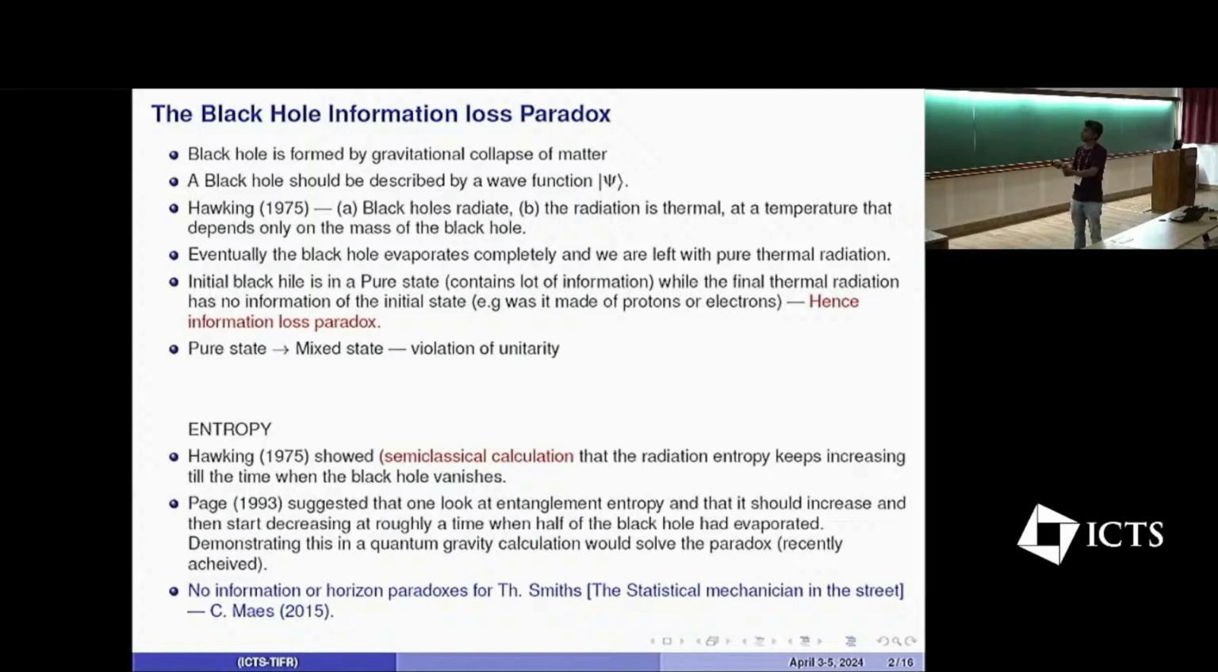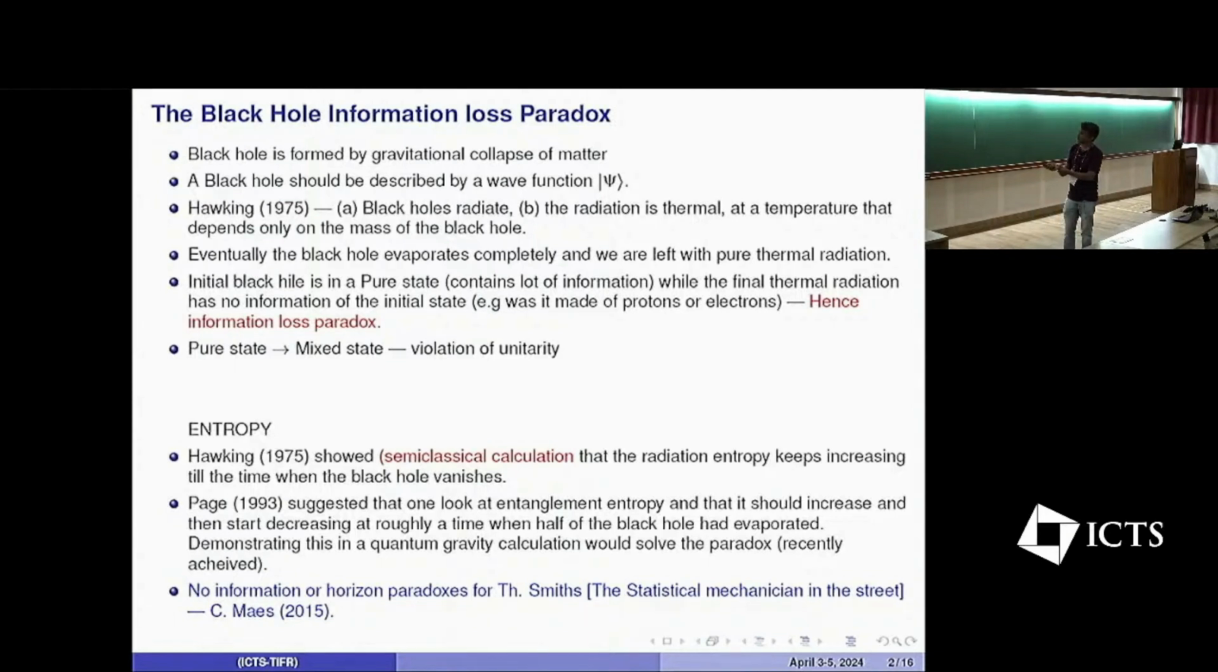What Hawking showed, I mean, for gravity you don't have a quantum theory. Oh, it's already 2 minutes, okay. What he showed using a semi-classical calculation is that the entropy of the radiation keeps increasing. Then there was a very interesting work by Page, who showed that if you look at the entanglement between the black hole and the radiation as it evaporates, then this curve has to be non-monotonic. This was another way of stating that there's a paradox.